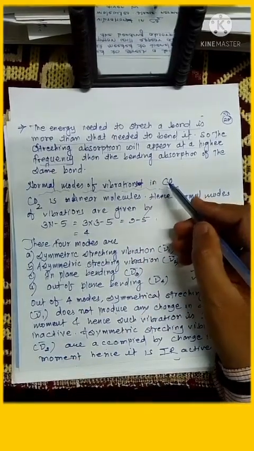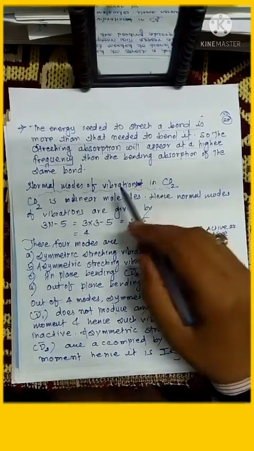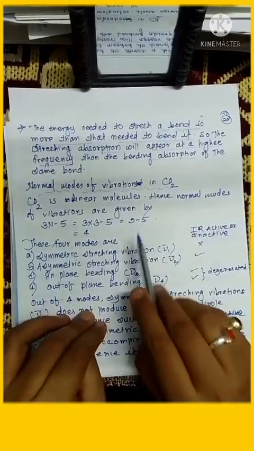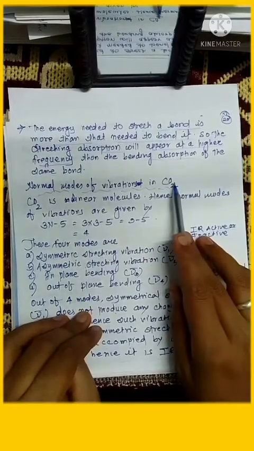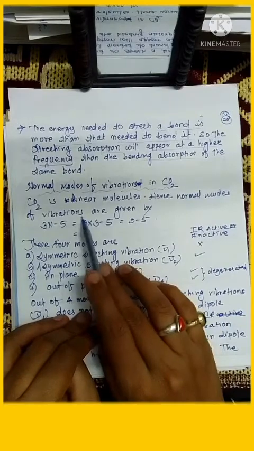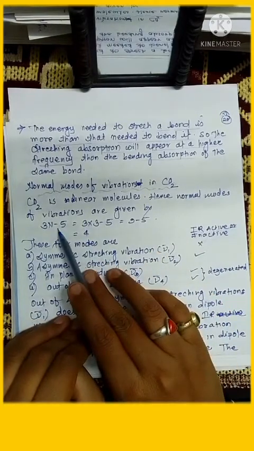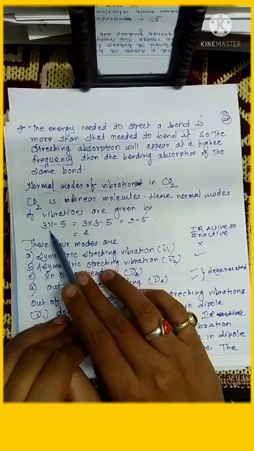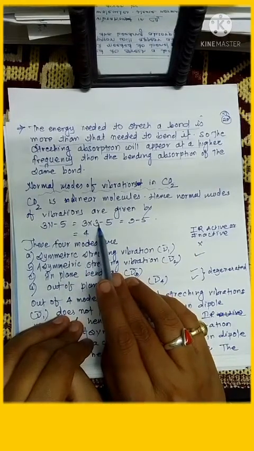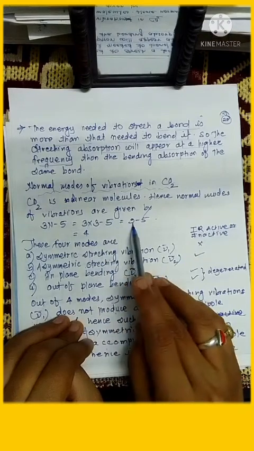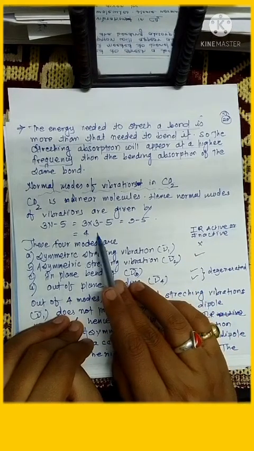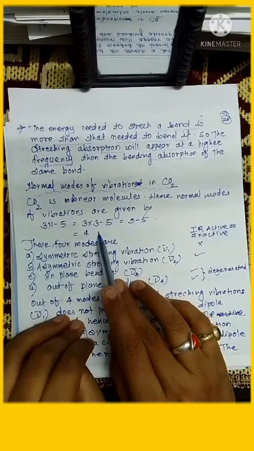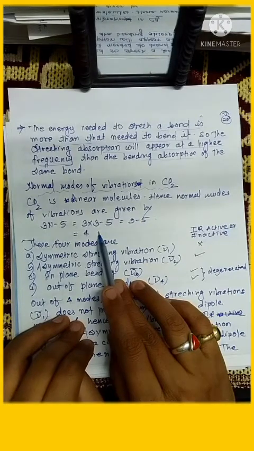So we are going to discuss normal modes of vibration in CO2. CO2 is a linear molecule, hence the normal modes of vibration are given by the formula 3n minus 5, where n is the number of atoms. So 3 multiplied by 3 minus 5 is equal to 9 minus 5, which is equal to 4. So there are 4 normal modes of vibration.